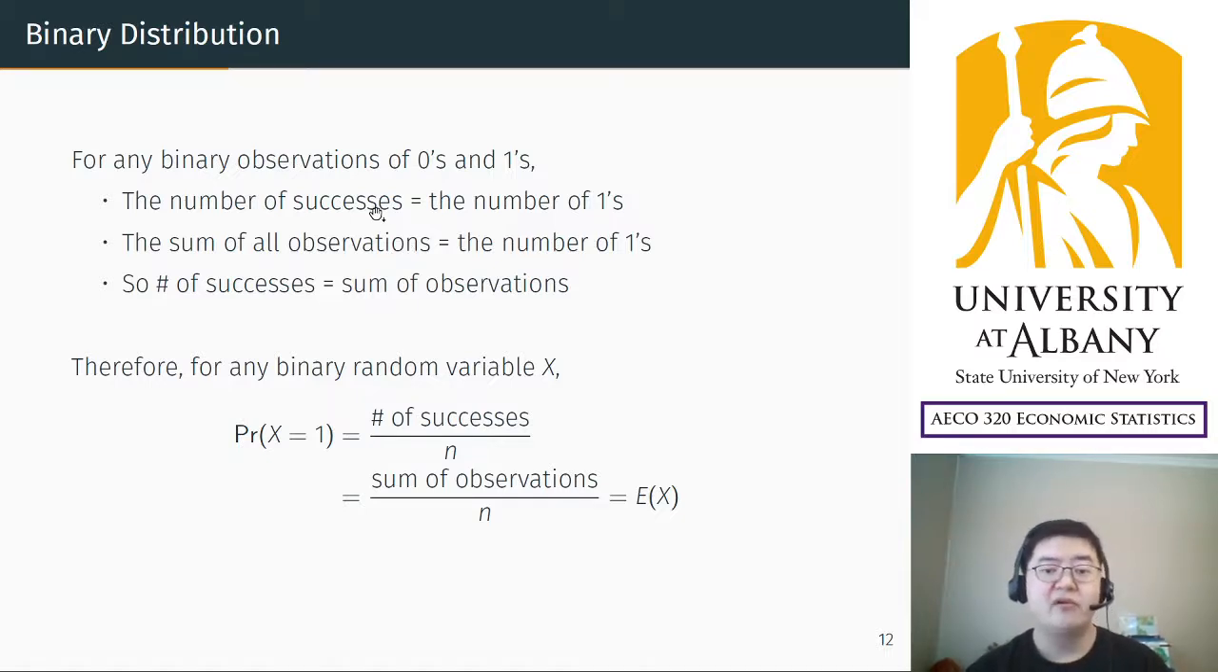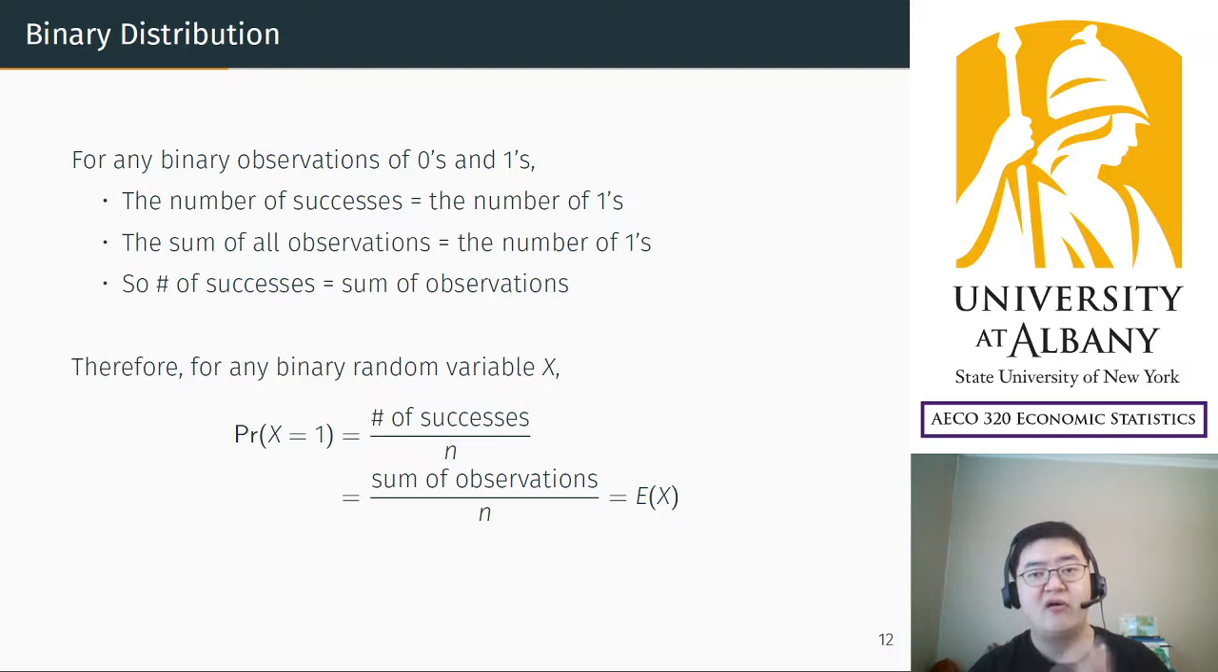Therefore, the probability of success is defined as the number of successes out of the sample size. And on the other hand, the mean, the expected value of x, is calculated as the sum of observations divided by the sample size, and the numerators are the same because all the numbers are only zeros and ones.